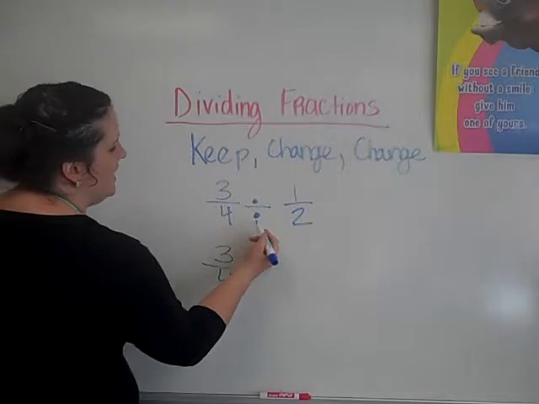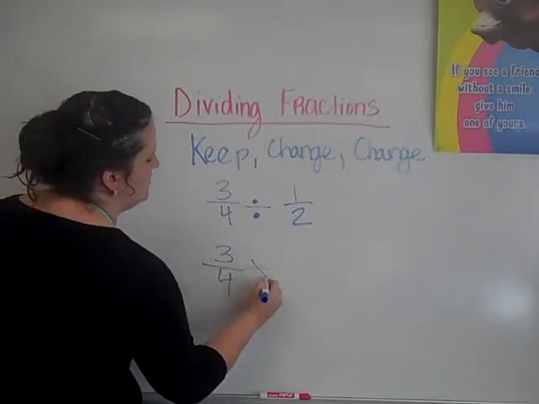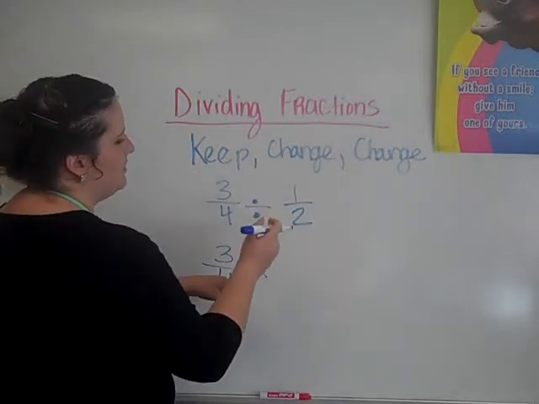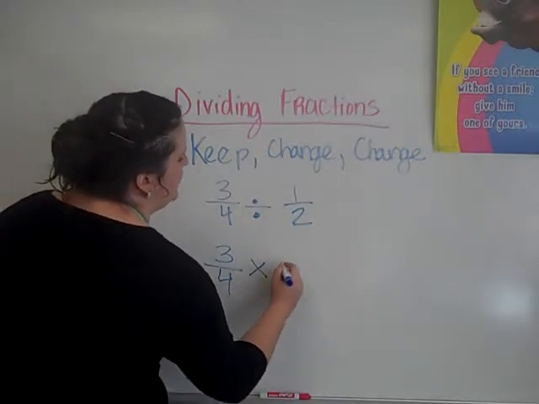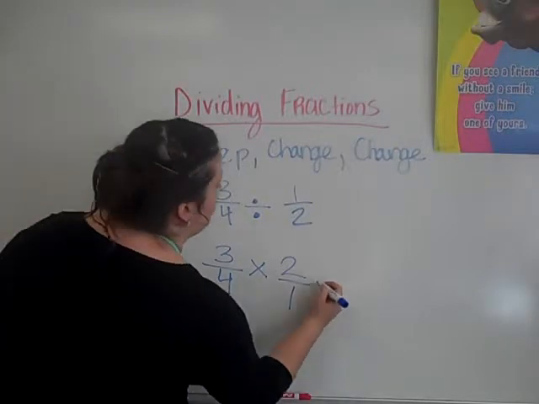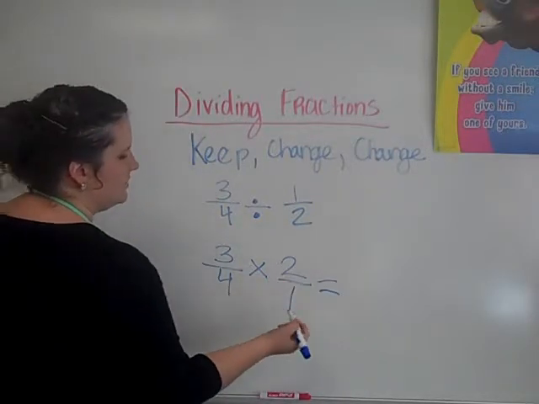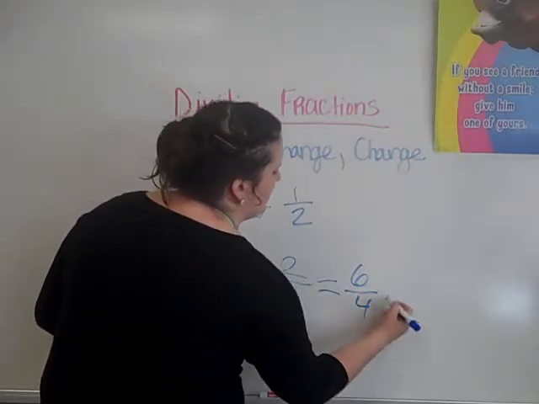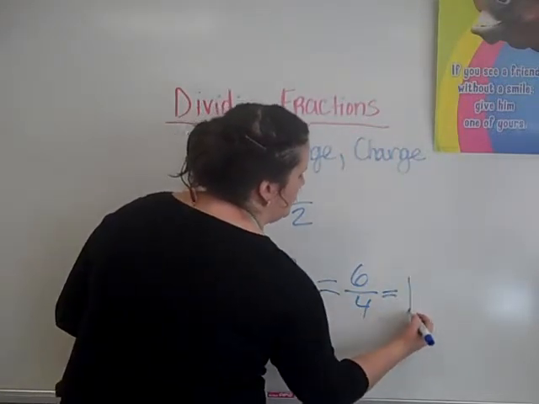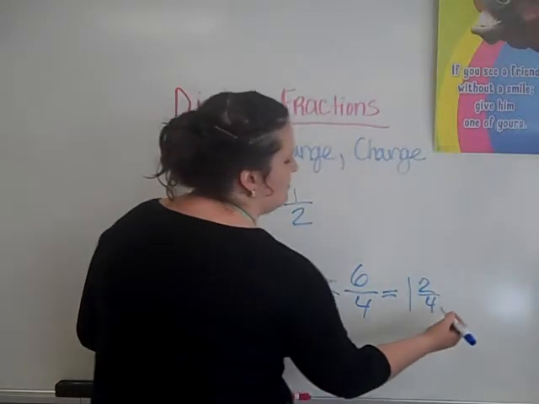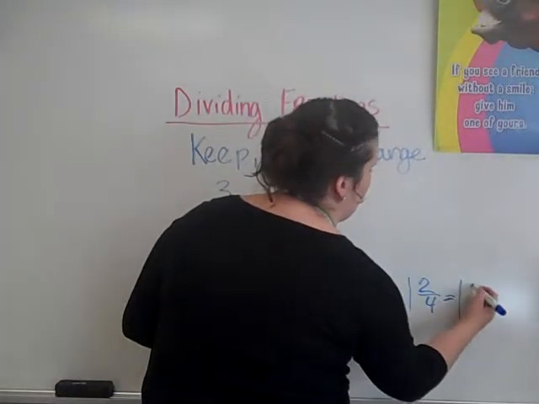Then we're going to change the division to multiplication, and then we are going to find the reciprocal of 1/2, which we know is just 2/1. Then we're just going to multiply like normal. 3 times 2 is 6. 4 times 1 is 4. We simplify this and we get 1 2/4, making it 1 1/2.